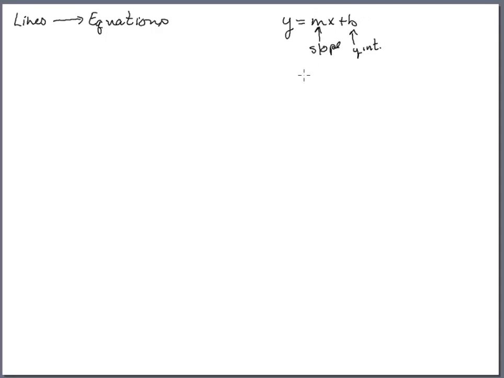Now for standard form, it looks like this. ax plus by equals c. And here the shortcut, some people like to solve this for y up here so they can see what the slope is, but the slope is the opposite of a over b.